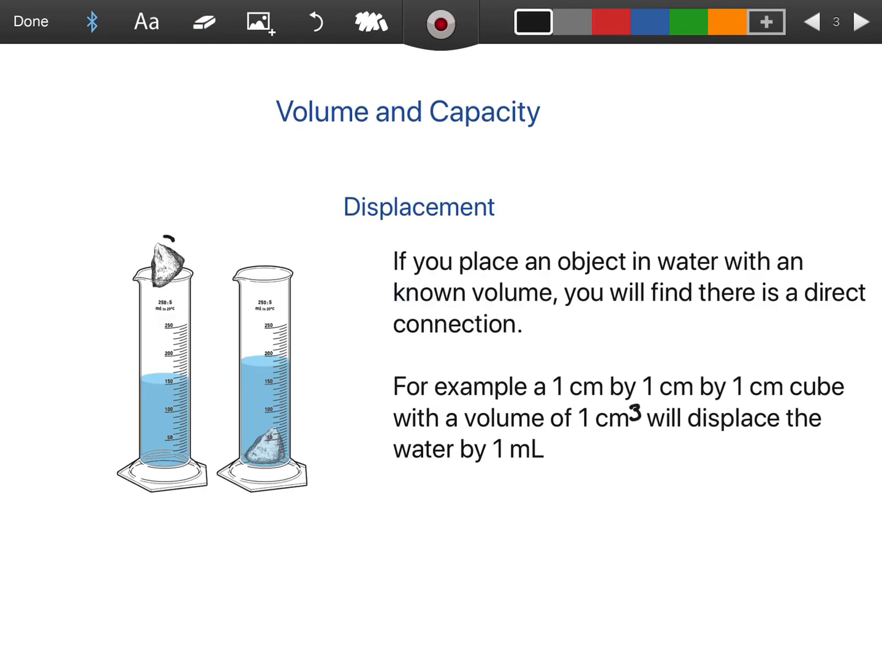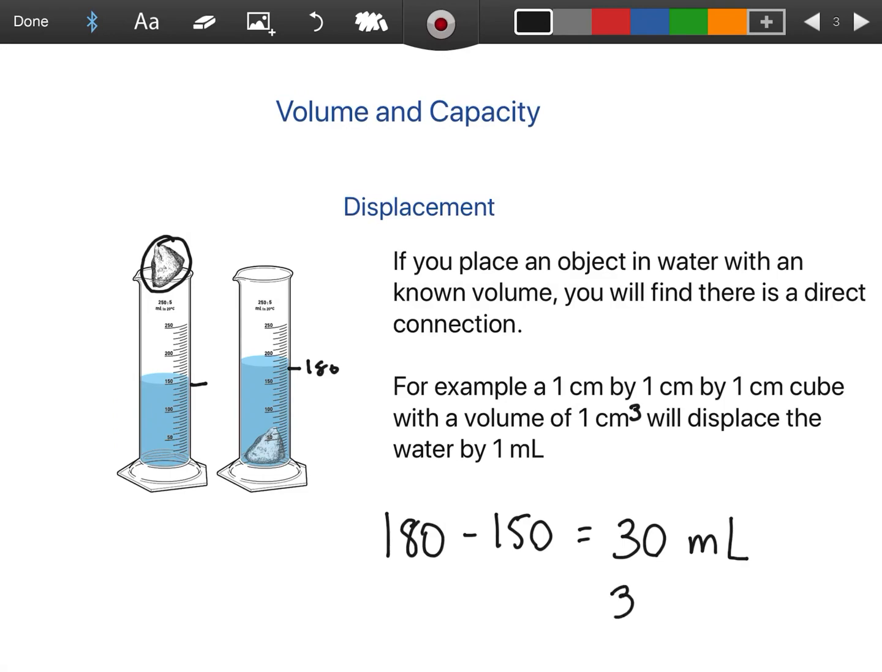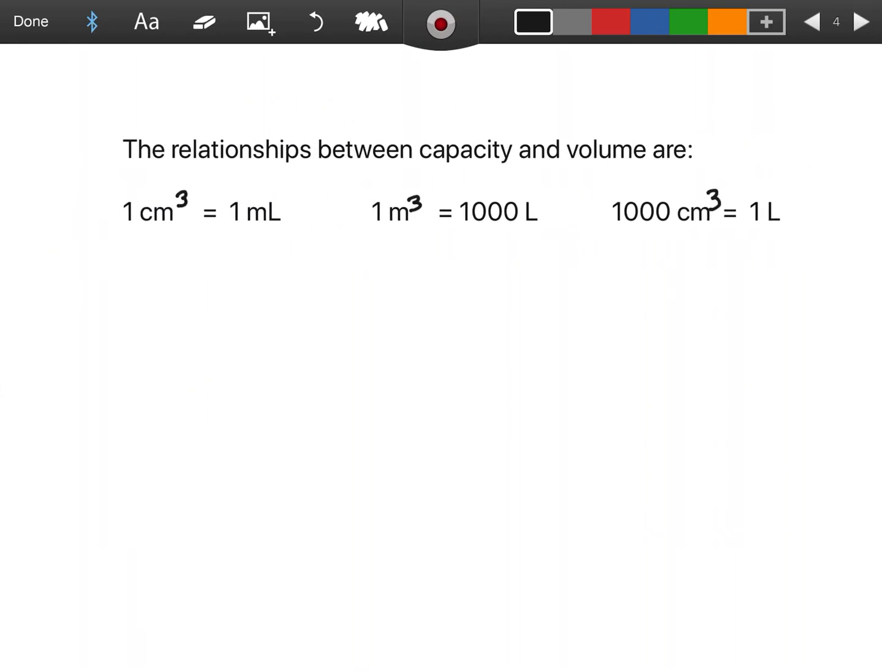So over here we can find the volume of this shape by figuring out how much the water has risen. Here it started at 150. Here it looks like it's finishing at about 180. You subtract them, 180 subtract 150, and you can find it has a capacity of 30 milliliters or a volume of 30 centimeters cubed. So let's look at what that means today.